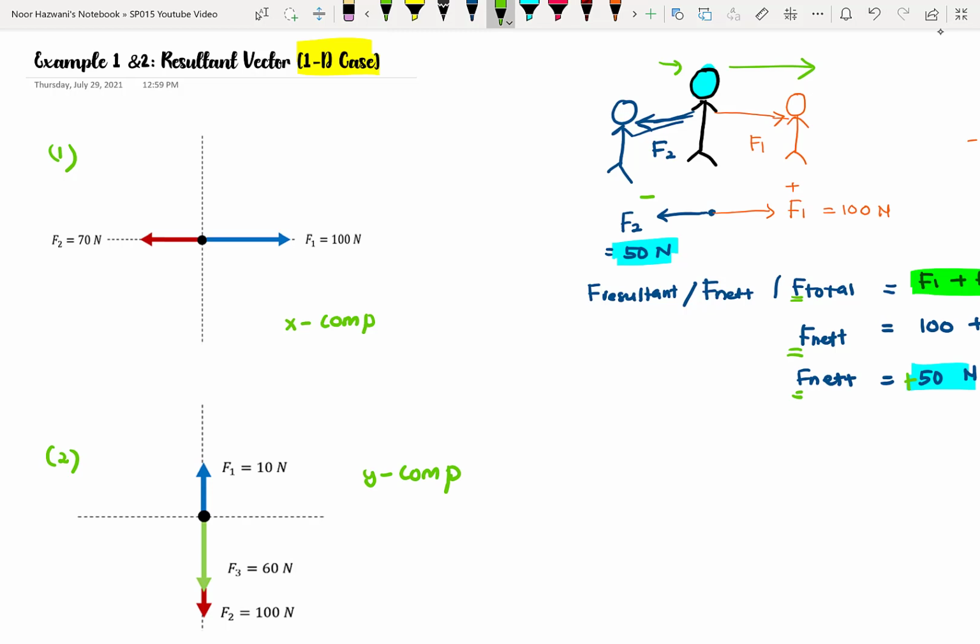Sekarang, apa yang you nampak adalah F1 kita ke arah kanan, F2 kita ke arah kiri. So, apa yang kita boleh label kat sini, F1 kita would be positive sebab ke arah positive x-axis, dan F2 kita ke kiri, so it would be negative. So, macam mana cara nak kira?